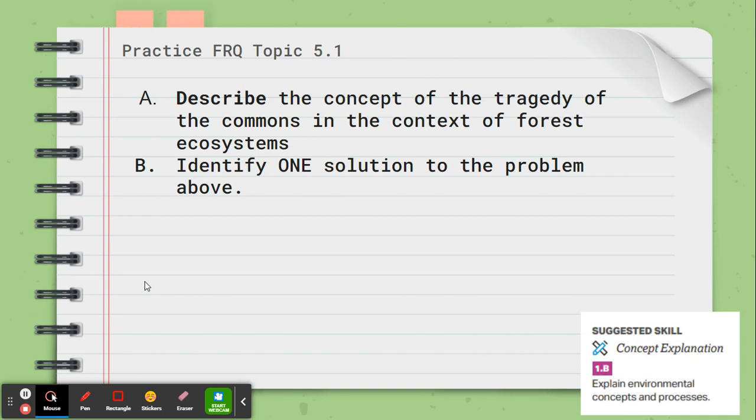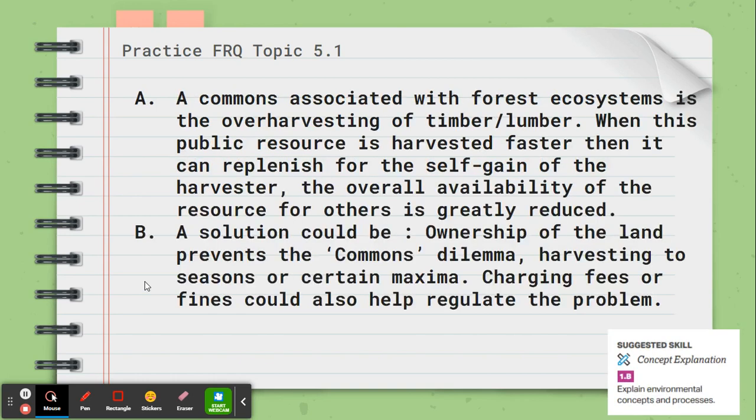So here it states, describe the concept of the tragedy of the commons in the context of a forest ecosystem and identify one solution to the problem above. So with forest ecosystems, typically those are going to be commons, right? Those are usually publicly shared resources. The resource that would be overharvested or maybe overexploited in this case could be timber or lumber, could have even said wildlife as well. But when this publicly shared resource is harvested faster than it can replenish due to the self-gain of those, let's say, harvesters, the overall availability of the resource for any others will be greatly reduced in the future.